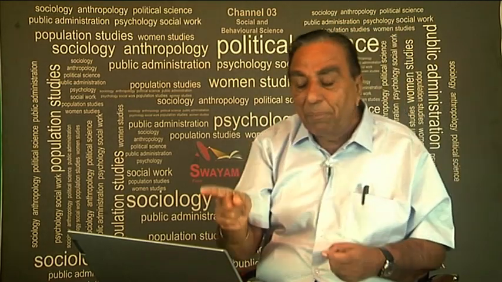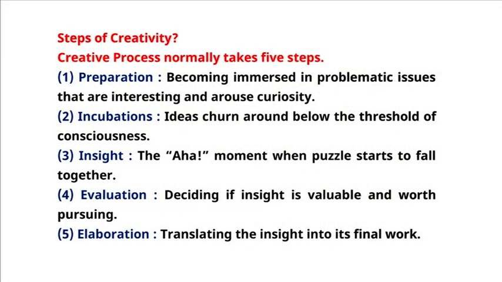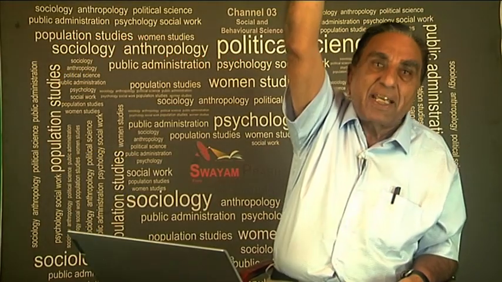So, idea came, evaluation, deciding, insight came, deciding if the insight is valuable, will it be valuable, elaboration, translating the insight into the final work. He took the iron rod, put it in the hole, and the magnet came out. So, why were other people not able to think about that, but this creativity came in the mind of the child? By what? Insight. Clear?